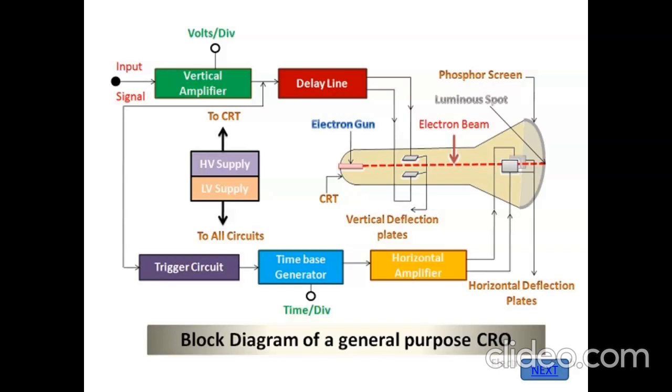And next is your power supply. In CRO, it generates two levels of DC voltage. The one is low voltage, that is used for working of electronic circuit. Then the second one is high voltage, which is used as a anode for CRT. Means it generates voltage of 1000 volts to 1500 volts. This is regarding your block diagram of your CRO.